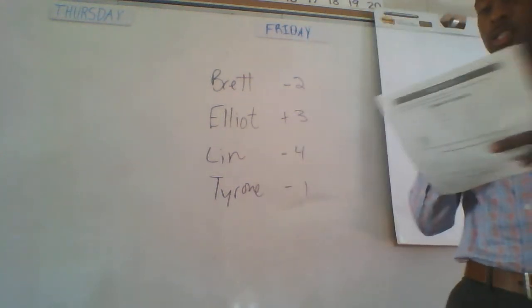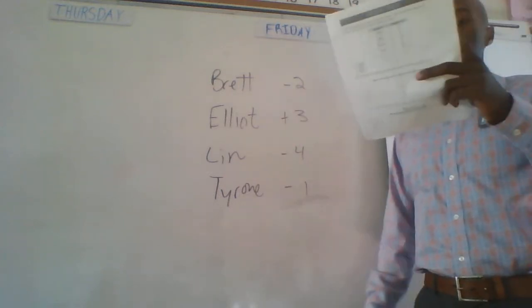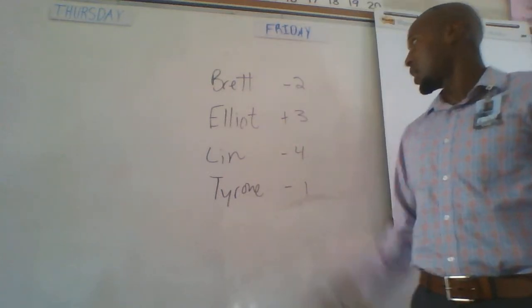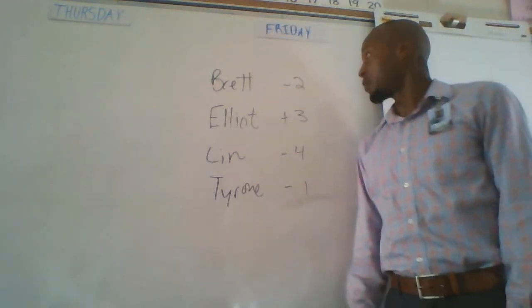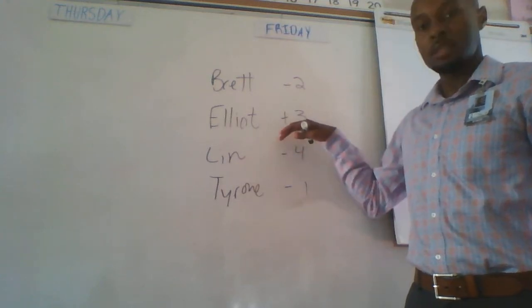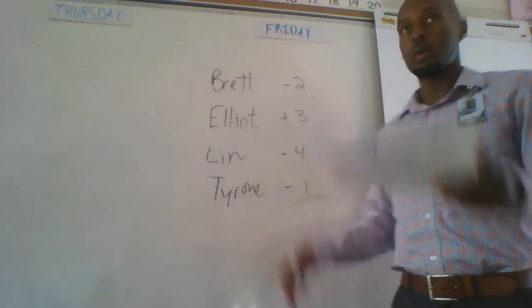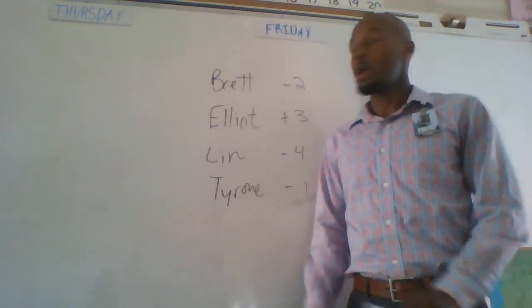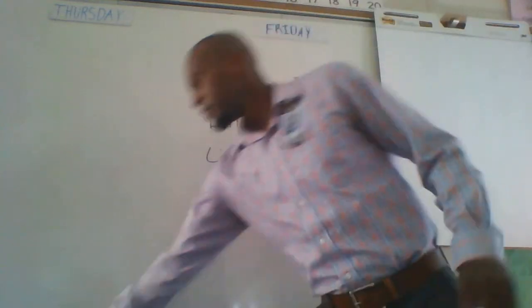So the first question: Britt, Elliot, Lynn, and Tyrone, you're trying to figure out their score. What's the team score? This is easy. All you do is -2 plus 3 minus 4 minus 1. Pretty simple. -2 plus 3 is 1. 1 plus -4 is -3. -3 plus -1 is -4. That's pretty simple. Okay, so remember, when we're adding, let's start from the beginning.